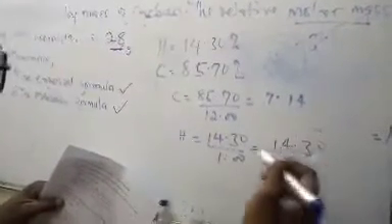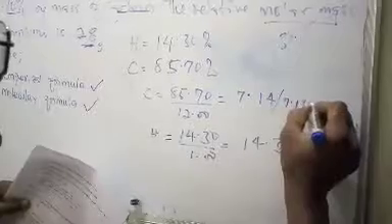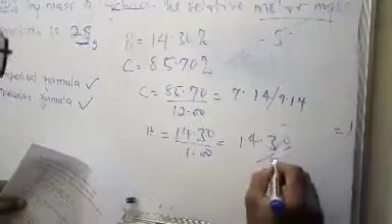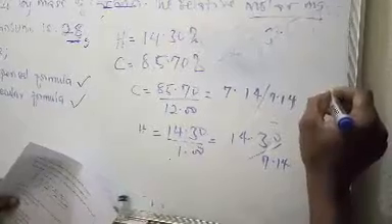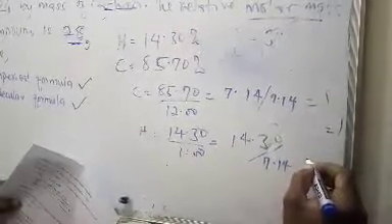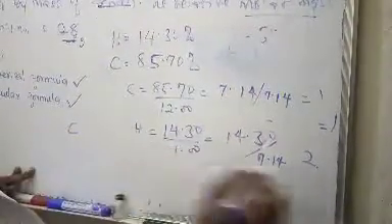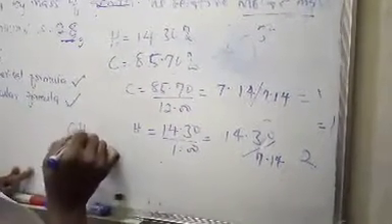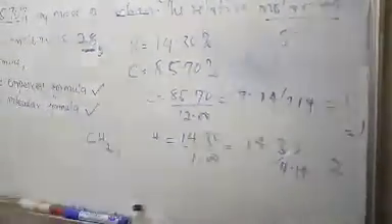It is 7.14. So we divide through by 7.14. For carbon this is equal to 1, and for hydrogen this is equal to 2. Therefore, the empirical formula is carbon 1 and hydrogen 2, CH2.